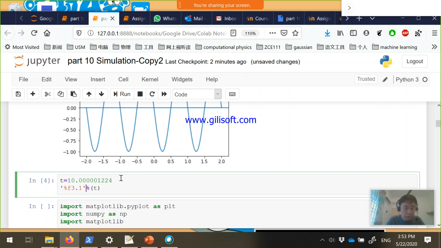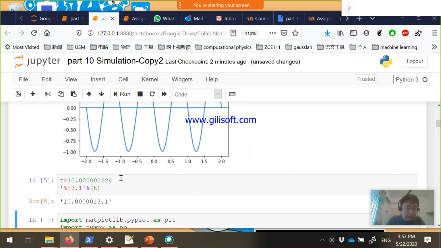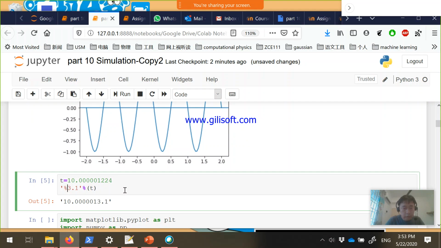Yeah, if I'm not mistaken, I think this should be the case. So that would mean that this is a string to be displayed with a format with a float 3.1, and then inside here is a sign for this, and then this is the values of t. So this is not right. I think it's f3.1, 3.1f, 3.1f. I think like this. Yeah, I think that is how it looks like.